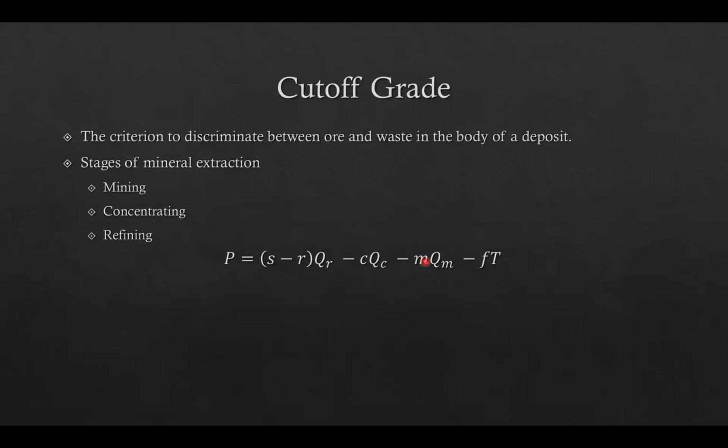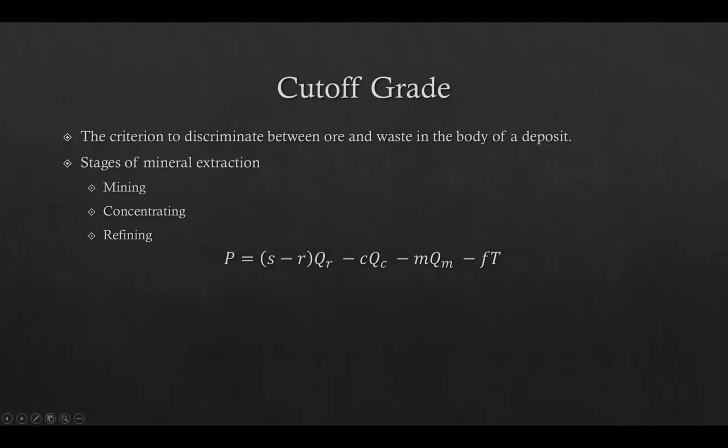M is the mining cost per unit material excavated. C is the concentrating cost per unit material milled, and R is the cost per unit refined and sold. Similarly, QM is the total material mined, QC is the total material sent to the concentrator, and QR is the material sent to the refinery and ultimately sold. S is the sales price of the product. F is the fixed cost, and T is the production duration for the calculation of this profit, for example, it can be 1 month or 1 year, etc.